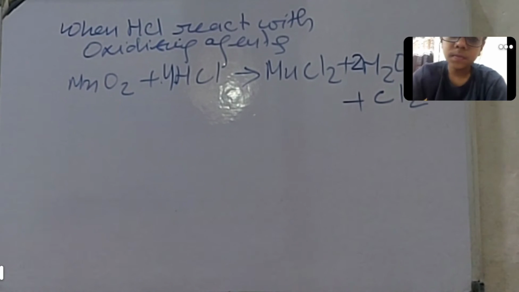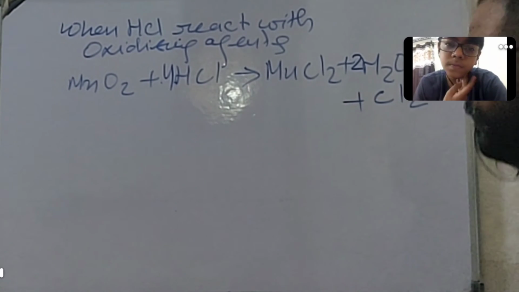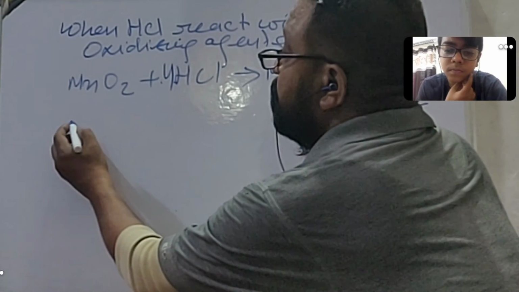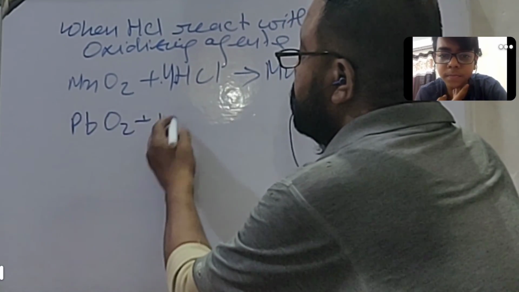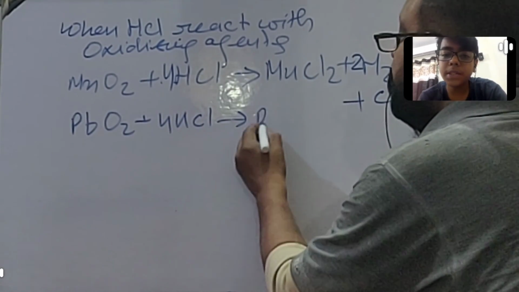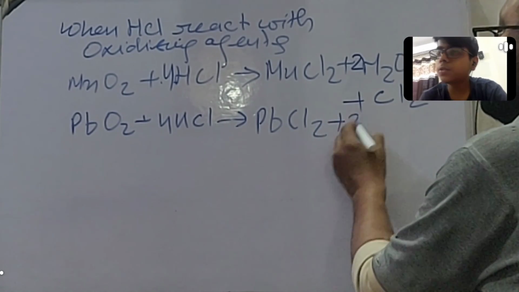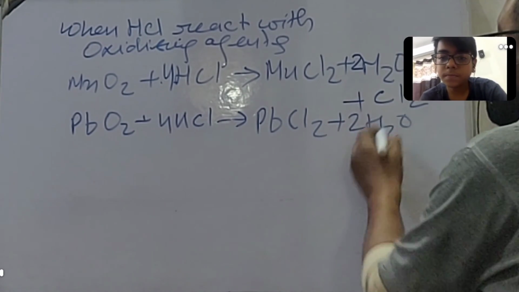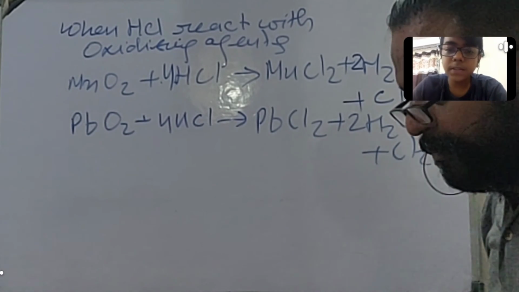Can you tell me one more? Yeah, PbO2. PbO2 plus 4HCl is giving you PbCl2 plus 2H2O plus Cl2 gas, right? Yes. One more.